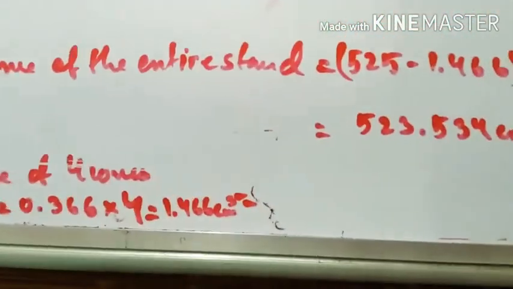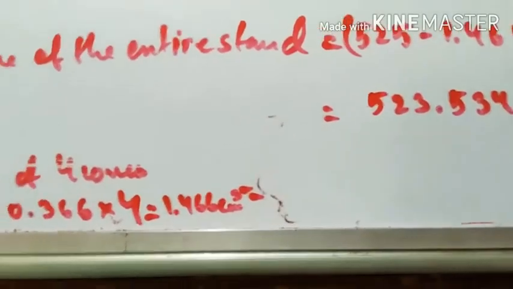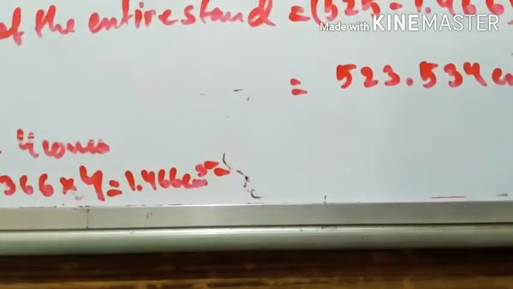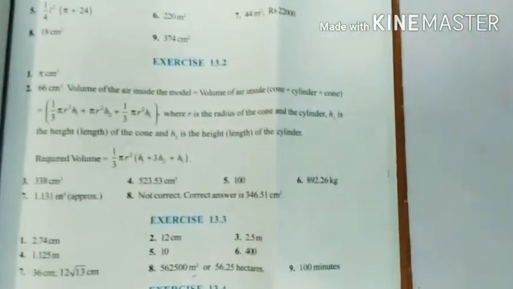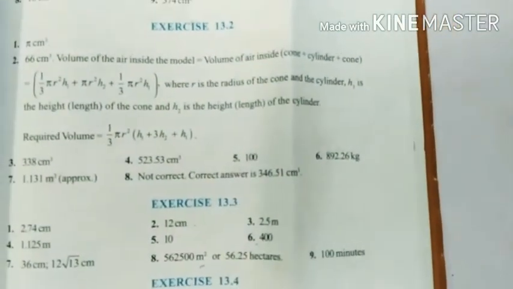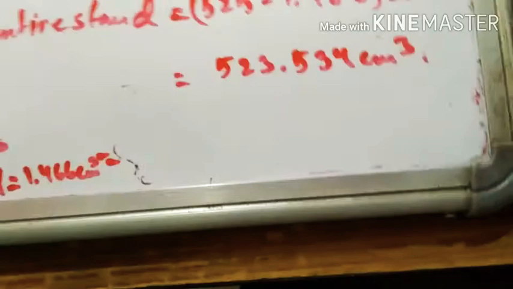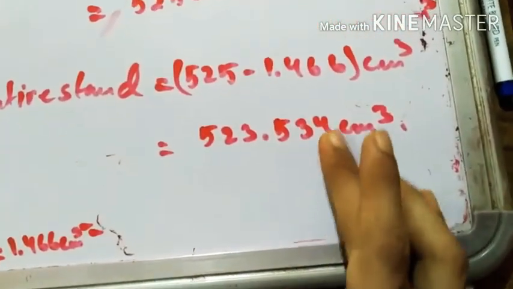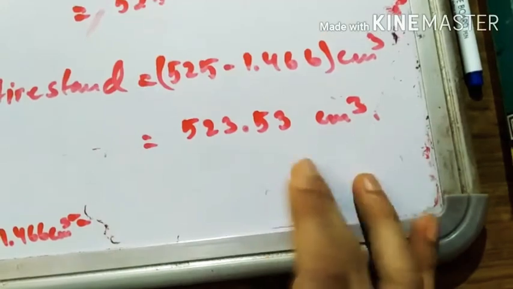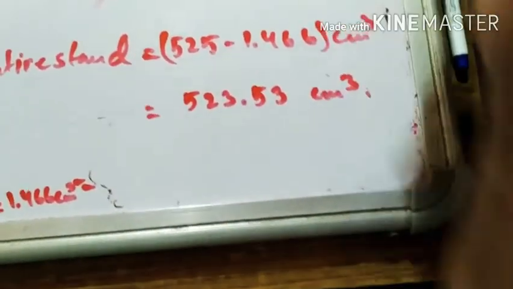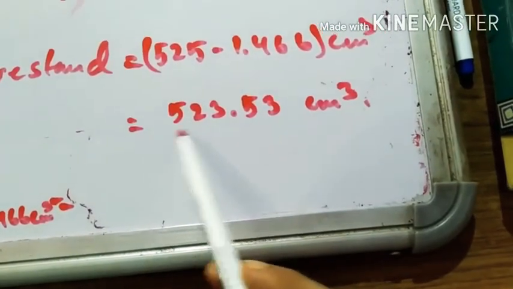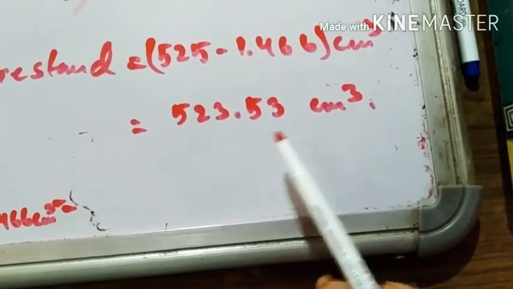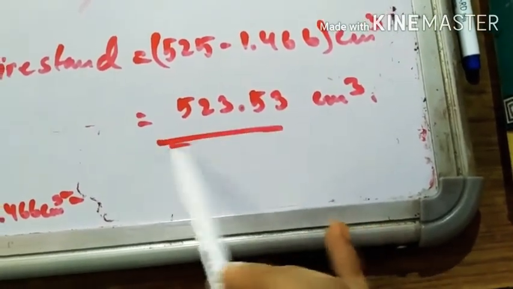Let's check the back answer one time. The answer is 523.53 centimeter cube. You can keep the answer with 2 decimal places. Okay, this will be your answer.